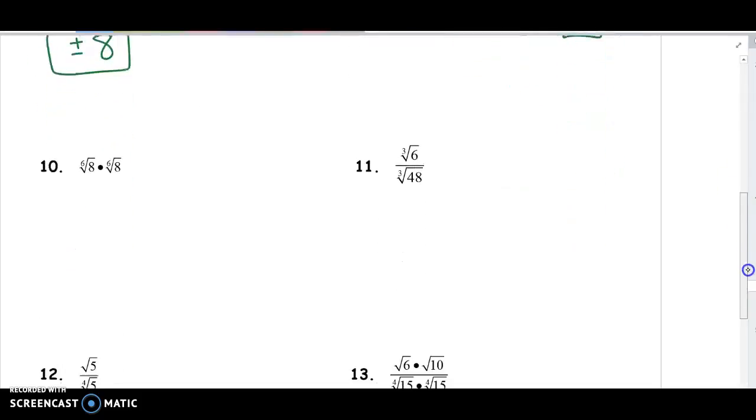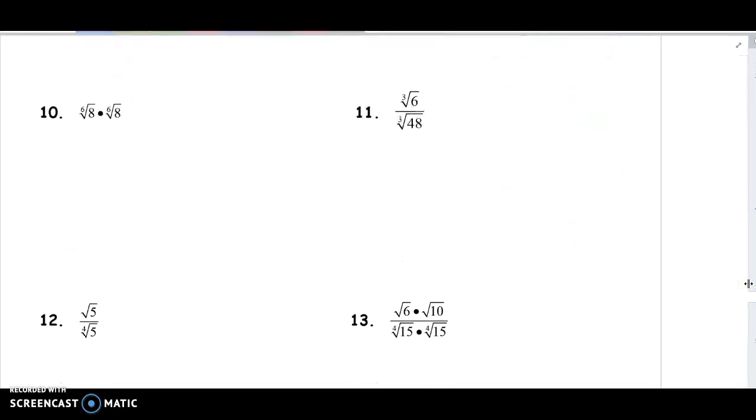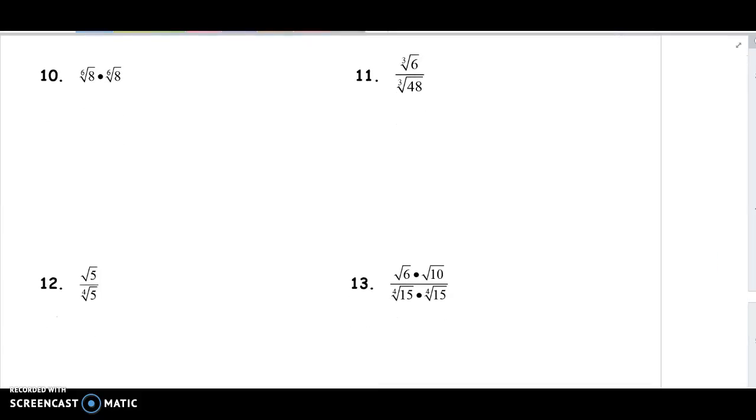Okay, number 10. Actually, I'm going to let you try number 10 and 11 on your own. See if you can figure out 10 and 11. Go. Number 10, the 6th root of 8 is not on our perfects chart, but it's the same index, so we can combine it. 8 times 8 is 64. So now look at your 6th column. Do we know what the 6th root of 64 is? It is positive or negative 2.